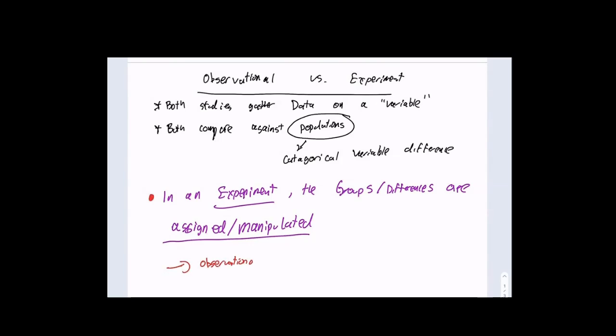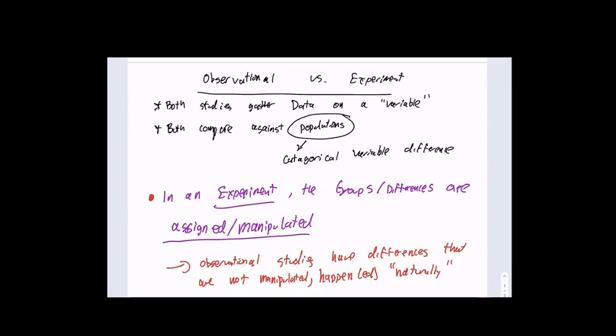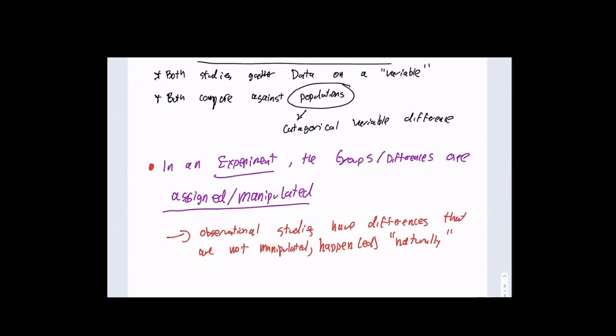Observational studies have differences that are not manipulated; they happen or happened naturally. So the big difference here is this word: manipulated. In an experiment, we manipulate, we assign which group you are in, and we are able to do that.